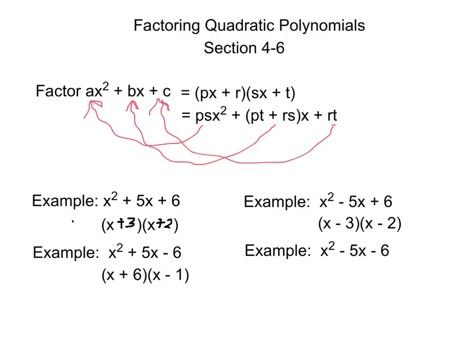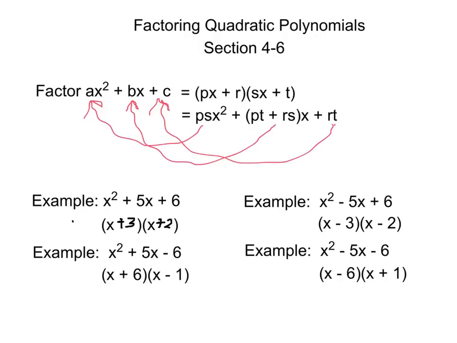So we can't use 3 and 2 because the difference is not 5. It's going to have to, again, be 6 and 1. But in this case, the larger number, the 6, is going to have the negative sign. So our result will look like this. So our answer is x minus 5 times x plus 1. Again, FOIL it out to check your answer, and you should get x squared minus 5x minus 6.